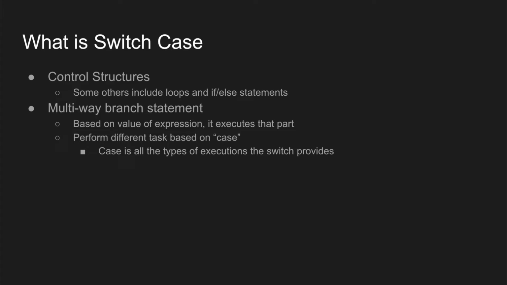Switch cases are control structures, and control structures are loops, if-else statements, and switch case scenarios. They're multi-way branch statements, and based on the value of the expression, it executes that part. The different tasks are based on cases, and cases are all the types of executions the switch can provide.